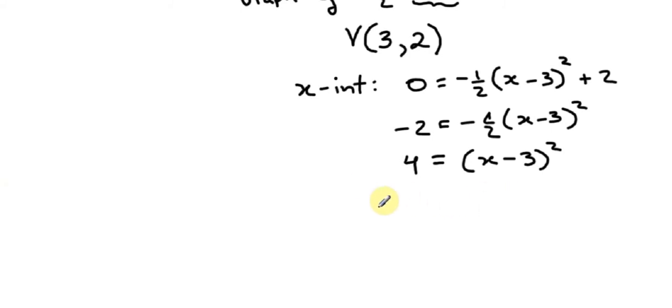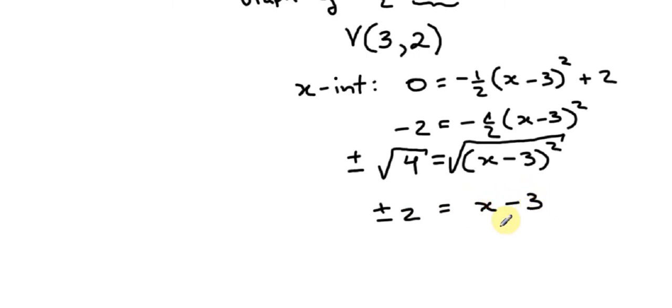Now I'm going to square root both sides. When I square root, I do exactly the same thing on both sides, and of course you have to make this plus and minus. So this is going to be plus and minus 2. And over here, there's no more square root, so just the x minus 3. And lastly, I'm going to add the 3 over to this side. So we have 3 plus or minus 2, which equals x.